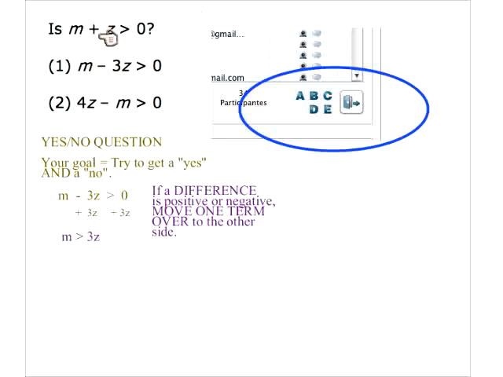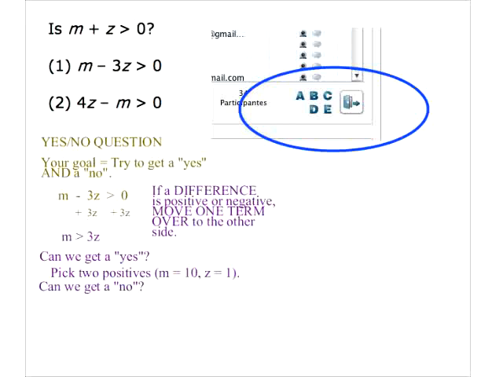So this doesn't really settle it, because remember we need to think about signs here. So can we get a yes? Well, sure we can. Just pick two positives, like for instance, m is 10 and z is 1. Can we get a no? Sure we can. Just pick two negatives, like m is -1 and z is -100 or something. So that's not sufficient.